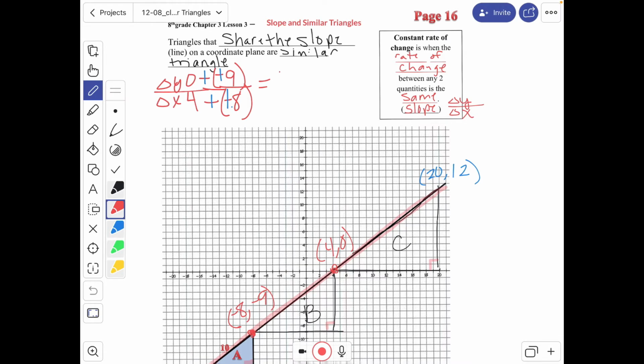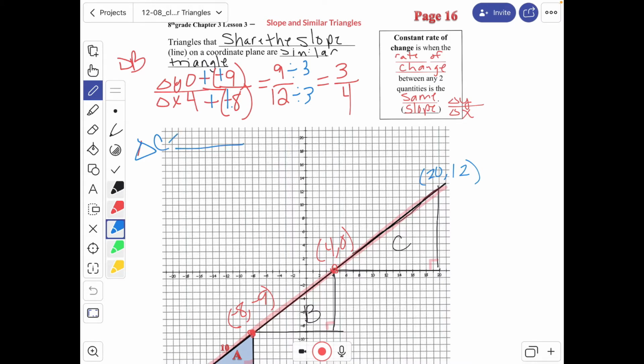0 plus +9 makes 9, and 4 plus +8 makes 12. And then we can simplify that fraction to 3 over 4. That was for triangle B, and now I want to do triangle C.